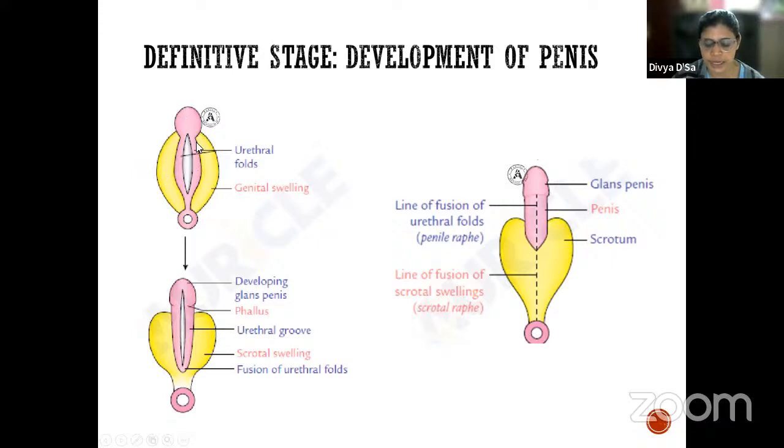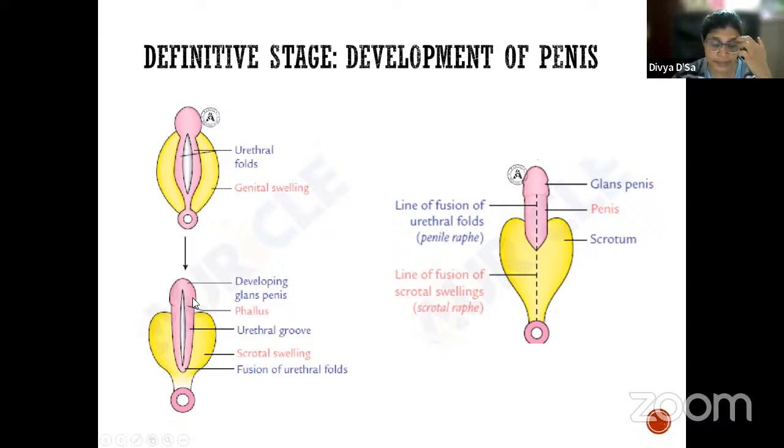Okay, so this is what is happening. So at that time what happens? This genital tubercle. So where is the genital tubercle now? It is anteriorly. This genital tubercle enlarges rapidly, and it becomes cylindrical to form what we call the phallus or the primitive penis. So the enlargement of this phallus forms the penis.